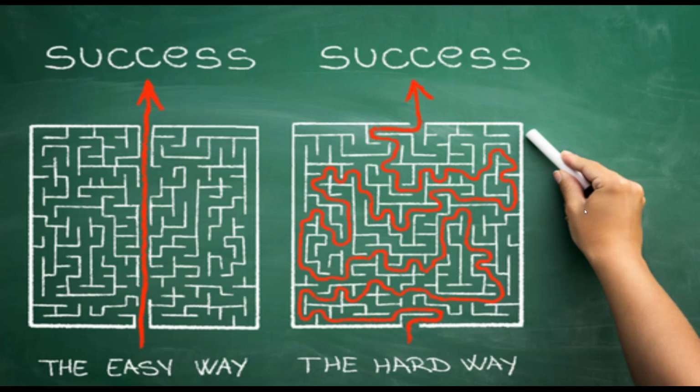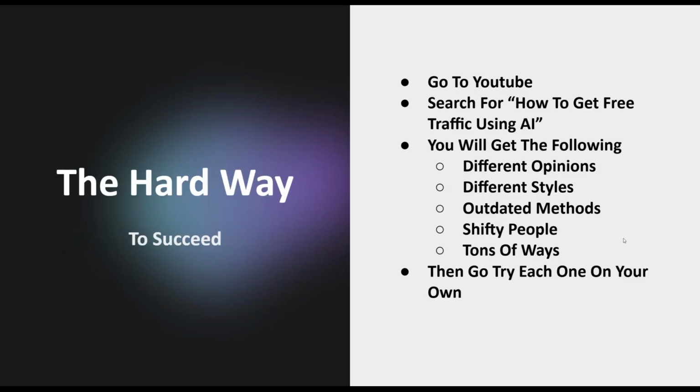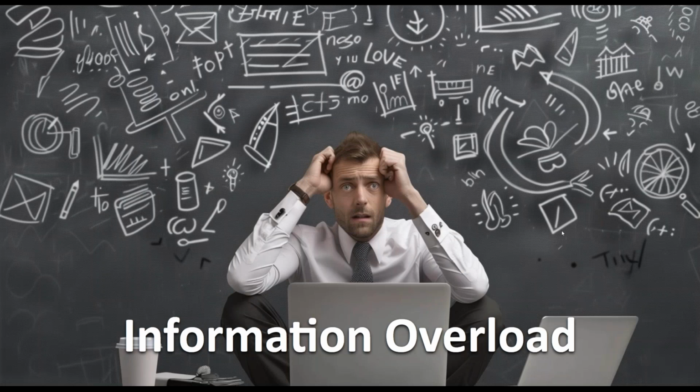So how do you do this? Well, you have two basic options. The easy way, go from point A to point B quickly in a straight line, and the hard way, which is trying to reverse engineer things and figure it out on your own and making mistakes and learning, and eventually you'll get there. It just takes a little bit longer. So the hard way, go for it on your own. Go to YouTube, search for how to get free traffic using AI. So you get the following: different opinions, different styles. Some methods are a little bit outdated, some shifty people, tons of ways, and go try each one on your own. And you've got something, not the solution, but it's something called information overload.